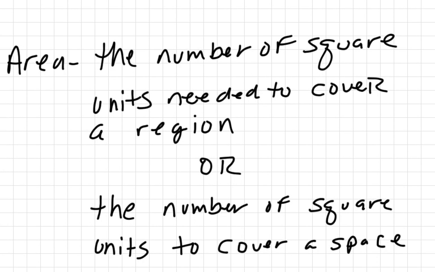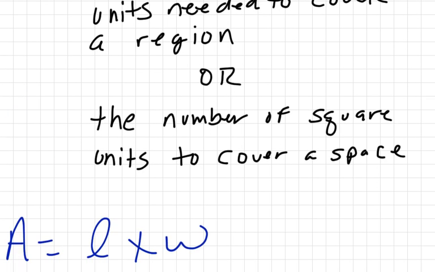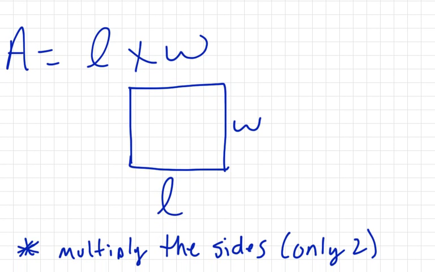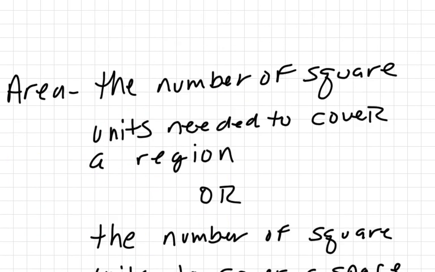So it's the number of square units needed to cover a region, or the number of square units needed to cover a space. And remember that the formula for area is length times width. You just multiply two of the sides, not all of the sides like perimeter.